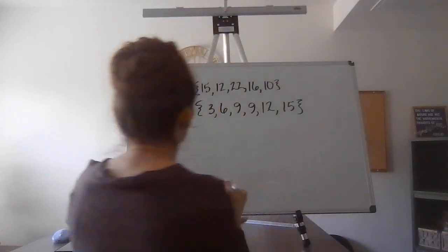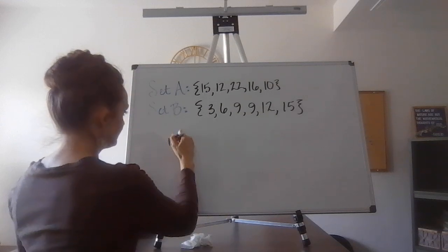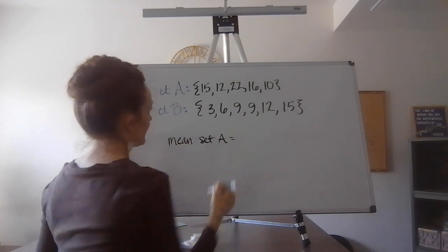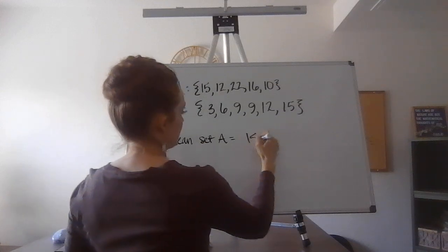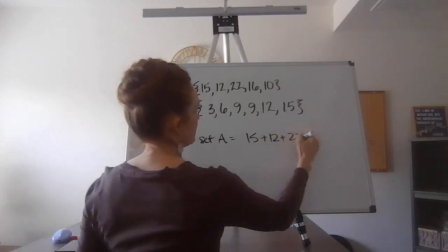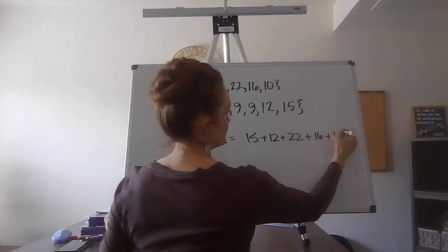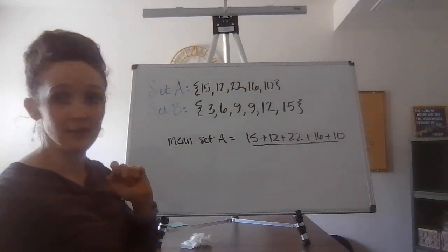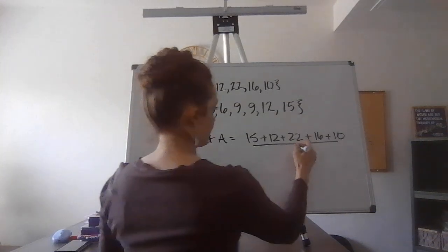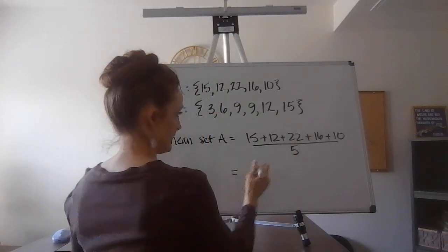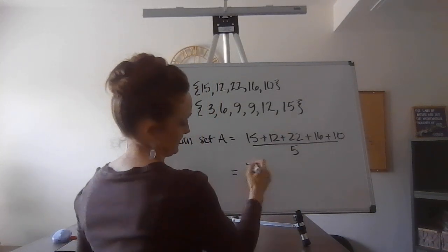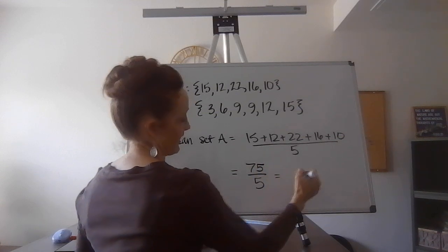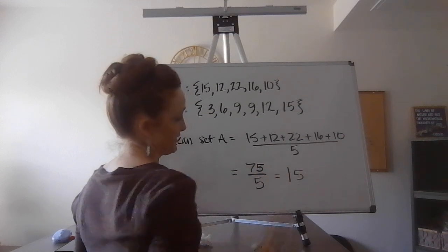So for set A, that's going to be equal to 15 plus 12 plus 22 plus 16 plus 10, all over, I have 5 data points, so we'll divide by 5. Adding all those up, I end up with 75. And if I divide that by 5, I get 15.